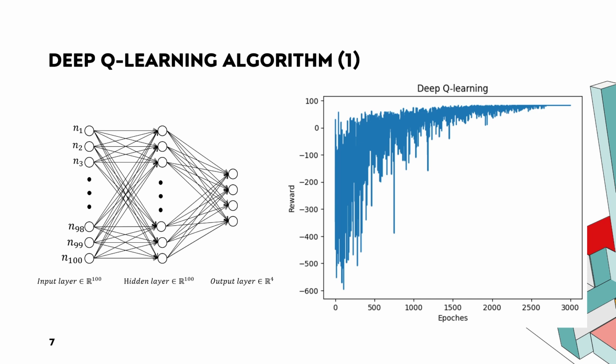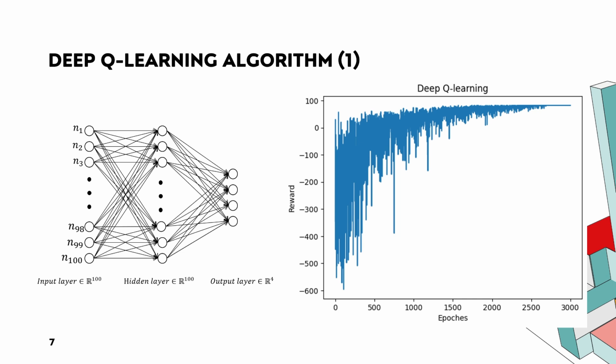Now we implement the deep Q-learning algorithm for our game. A key difference between deep Q-learning and Q-learning is in how the Q values are represented and computed. In Q-learning, a Q table is used to map a state-action pair to the corresponding Q value. However, in deep Q-learning, the Q table is replaced with a neural network.